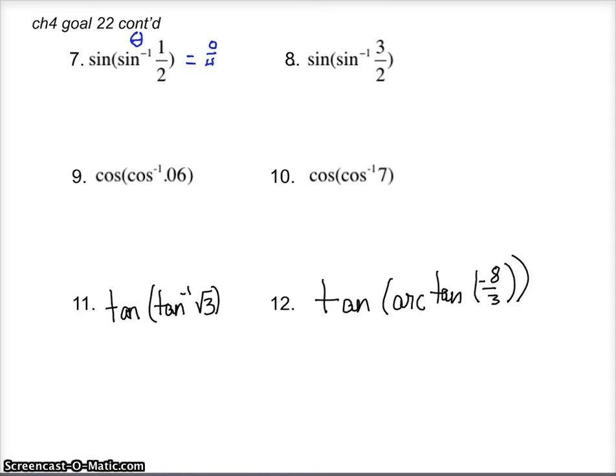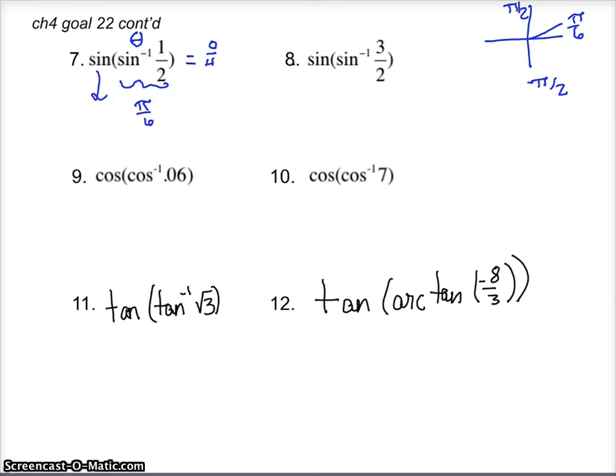So let's start by following order of operations. Inverse sine of 1/2. Recall that inverse tells us we're looking for an angle. Inverse sine is between negative pi over 2 and positive pi over 2. The 1/2 is positive, so that tells us that we will be in quadrant 1. And in quadrant 1, sine equals 1/2 at pi over 6. So the inverse sine of 1/2 is equivalent to pi over 6.